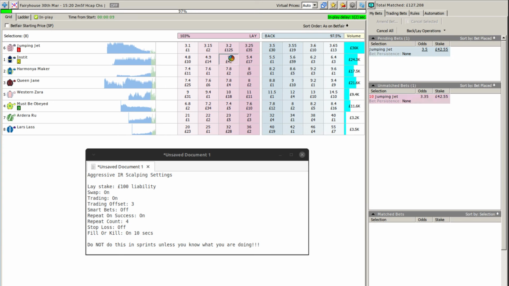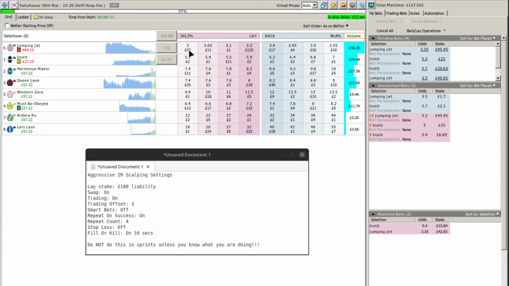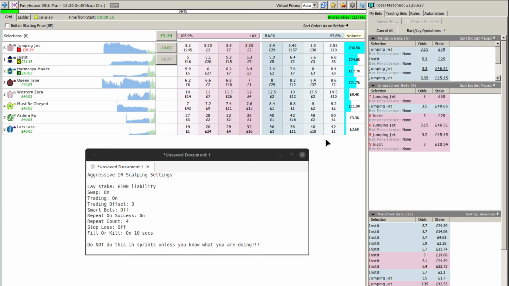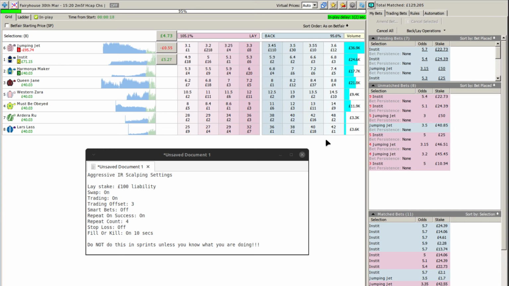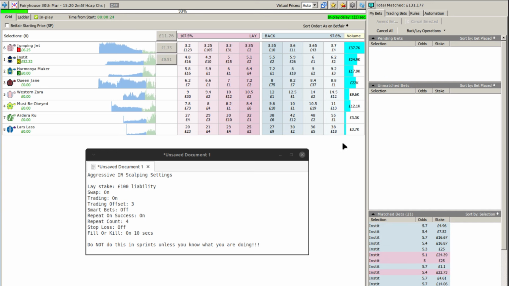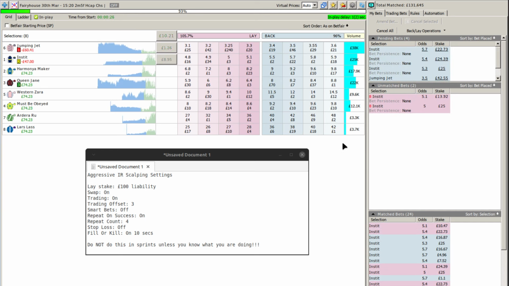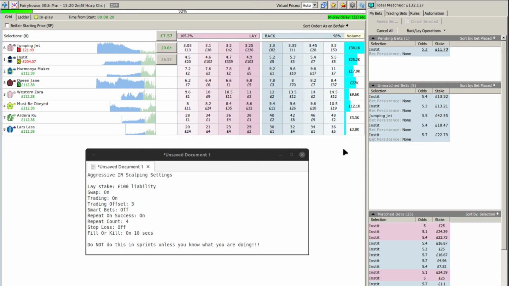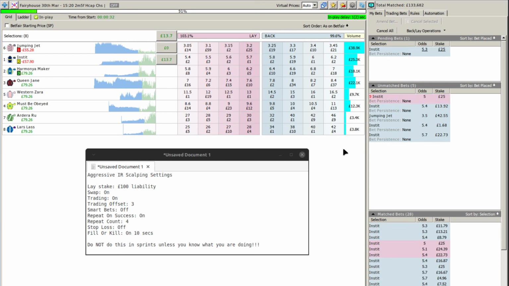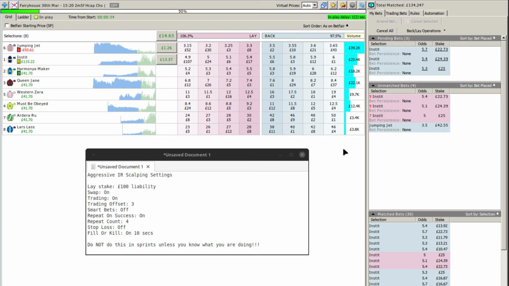Once again, another in-running scalping demonstration at Fairyhouse, 2 mile 5 furlong handicap chase. And again, we're looking at popping in later back trades, numerous later back trades on various horses, assuming that odds are suitable. And we have Fairbot looping round, popping in those repeatedly.